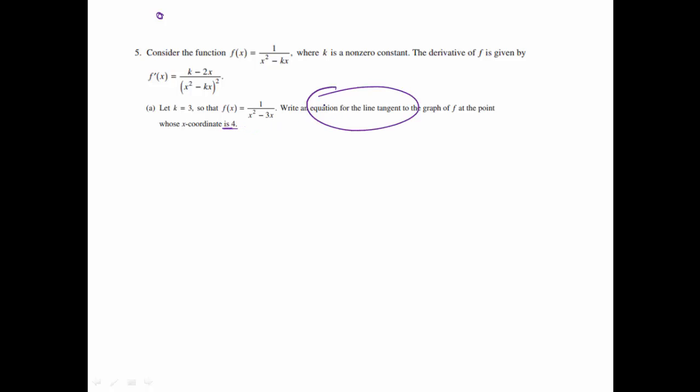So an equation of a tangent line, we want y equals mx plus b. I know that my x value is 4. I need to find my m and I need to find my y. I think I'll find my y value first. If the x-coordinate is 4, all we need to do is plug 4 in for our x's in the f of x. So we'll have f of 4 is equal to 1 over 4 squared minus 3 times 4. And that will give us 1 over 4. So my y value is 1/4.